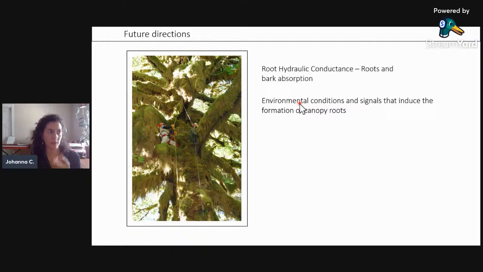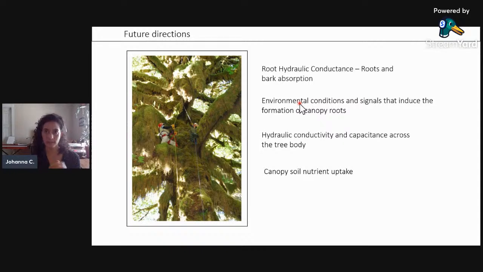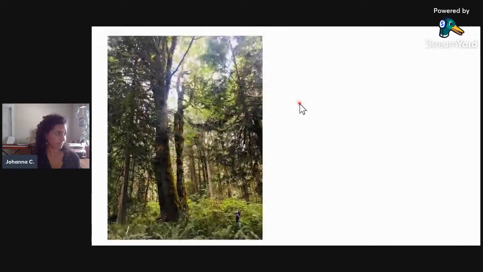What are the environmental conditions and signals that induce the formation of canopy roots? What is the hydraulic conductivity and capacitance across the tree body? Probably those canopy roots are not only uptaking water, of course, they're probably uptaking nutrients. So what kind of nutrients are being taken up, and how much of those nutrients come from the canopy soil? And also how the canopy soil will be affected by climate change. It will be interesting to see.